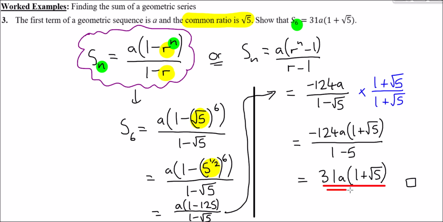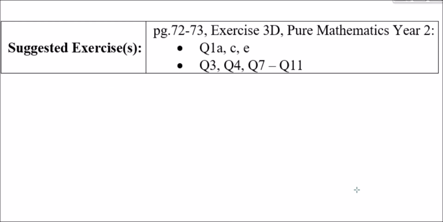That's enough of me going on. I want you to try some of these questions yourselves so that you find them fairly okay, not confusing, and you become less and less intimidated by them the more skilled and practiced you've become by doing such questions. What I'm suggesting is you turn to page 72, exercise 3D, and try, as a minimum, these questions. So question 1, A, C, E, question 3, question 4, then question 7, 8, 9, 10, and 11.